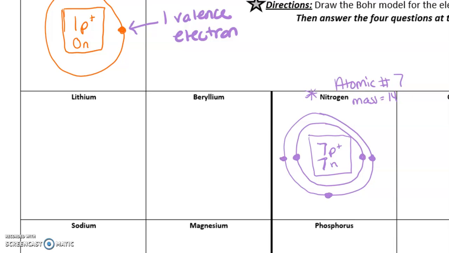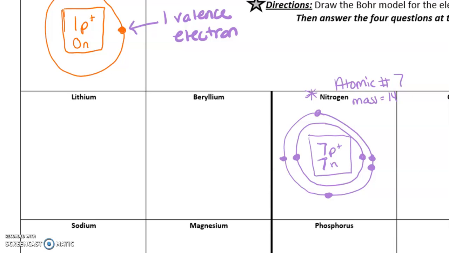Remember, you're moving around in a circle like a compass. So we have 1, 2, 3, 4, 5, 6. I need to draw 1 more to make 7 total electrons. So this would be all I would draw for my Bohr model of nitrogen.